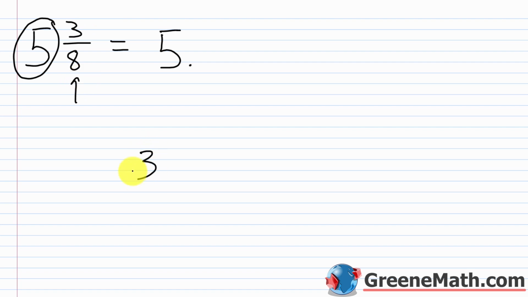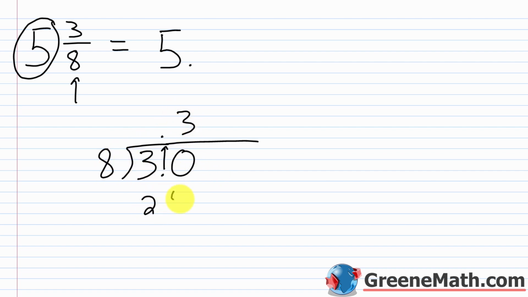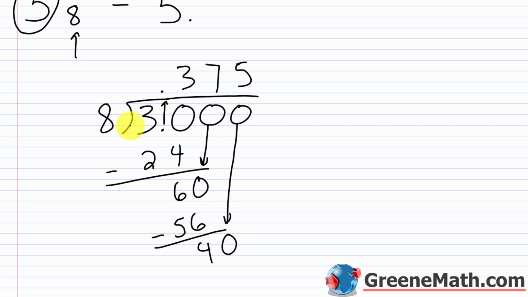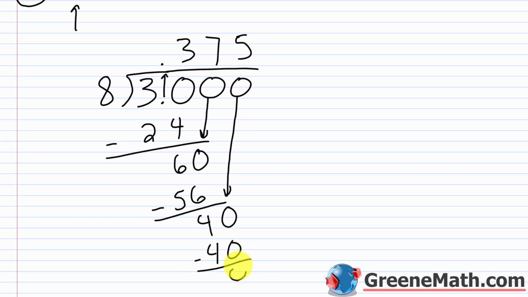We're going to do 3 divided by 8. Put your decimal point down and bring it up into the answer. And I'll put a 0 after that decimal point. 8 goes into 30 3 times. 3 times 8 is 24. Subtracting, you would get 6. Put another 0 and bring that down. 8 goes into 60 7 times. 7 times 8 is 56. Subtracting, you would get 4. Put another 0 and bring that down. 8 will go into 40 exactly 5 times. 5 times 8 is 40. Subtracting, you get 0. So we get 0.375.